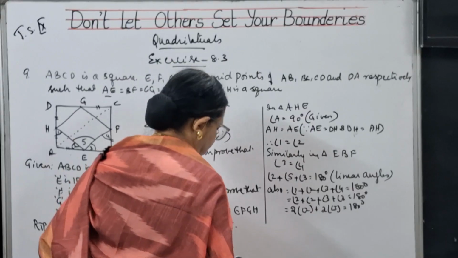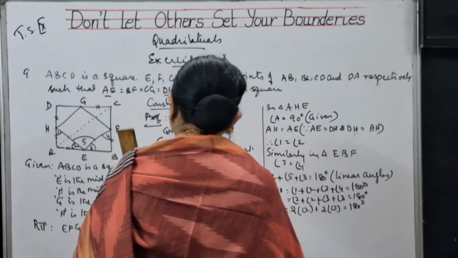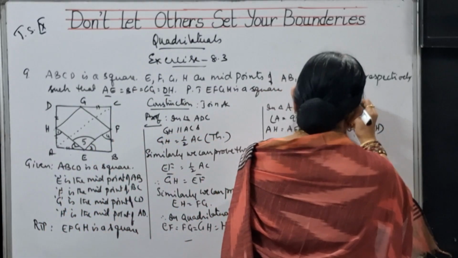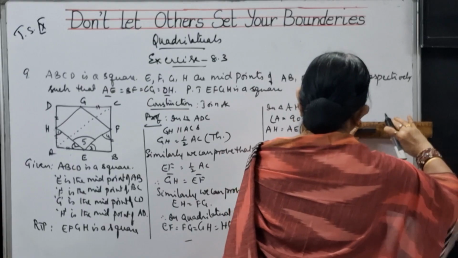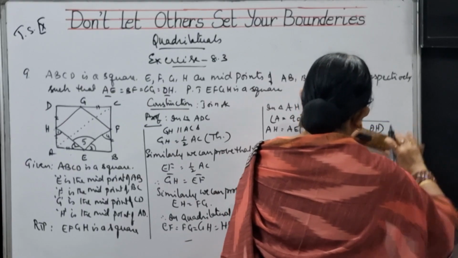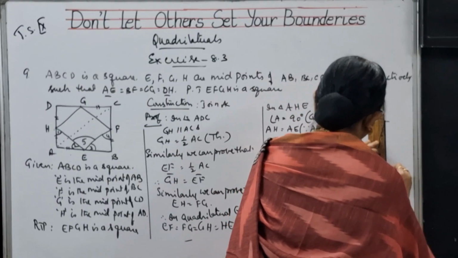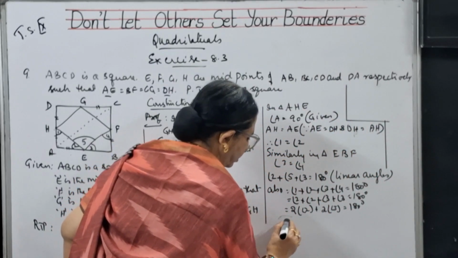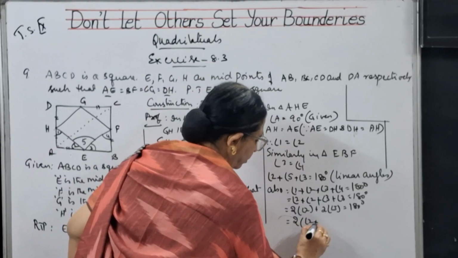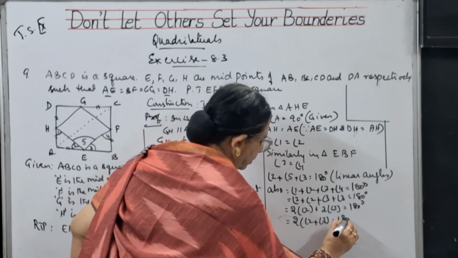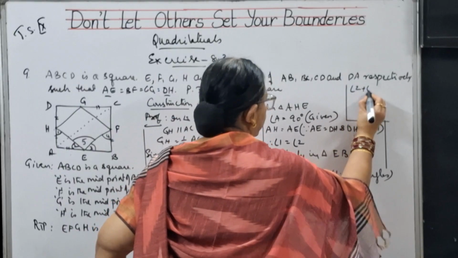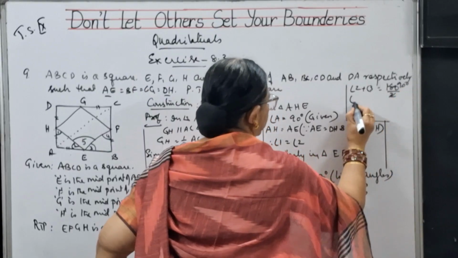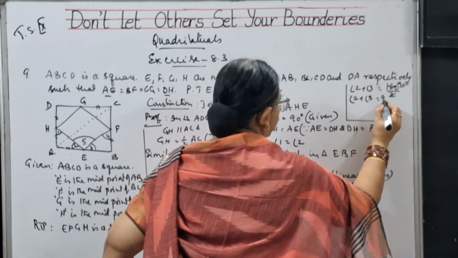So let me see the space for completing my problem. I'll do it here. So here I think I can write this completely. This is nothing but 2 times angle 2 plus angle 3 is 180 degrees. That means angle 2 plus angle 3 is 180 by 2, that is 90 degrees. Angle 2 plus angle 3 is 90 degrees.